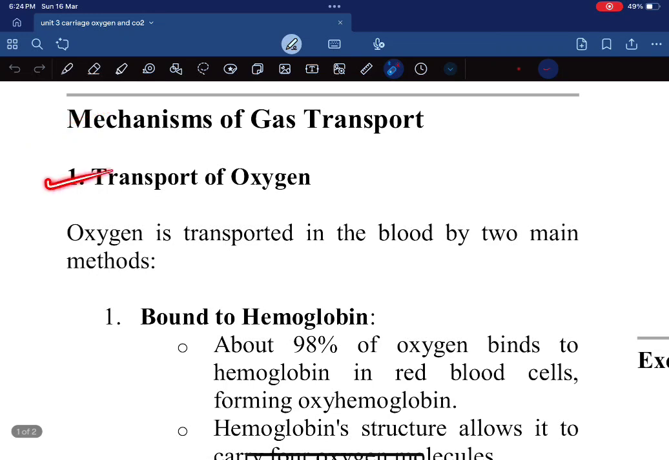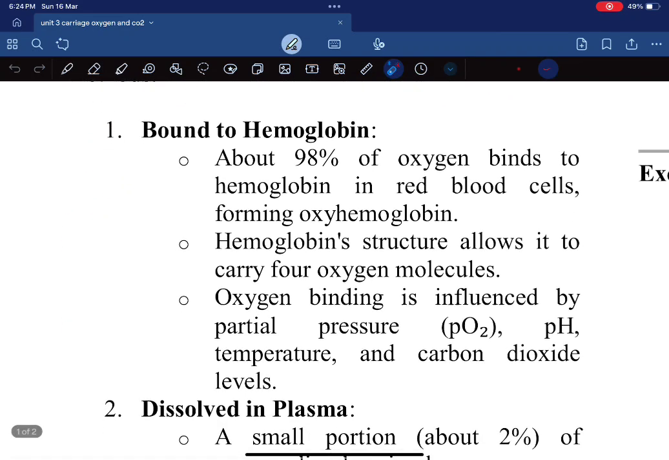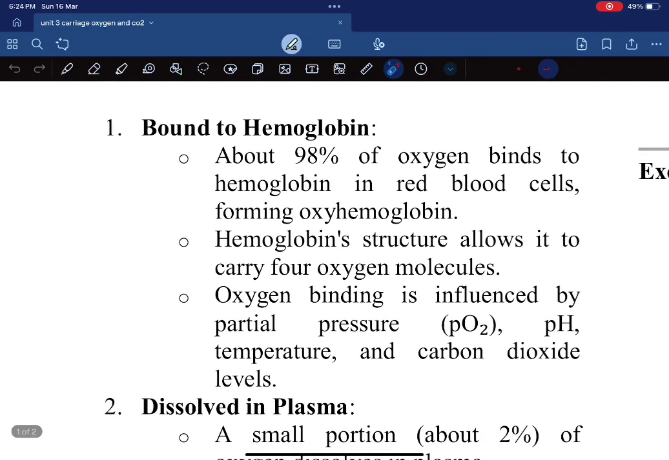Mechanism of gas transport. First, transport of oxygen. Oxygen is transported in the blood by two main methods. First, bound to hemoglobin, and second, dissolved in plasma. First, bound to hemoglobin. About 98% of oxygen binds to hemoglobin in red blood cells, forming oxyhemoglobin. Hemoglobin structure allows it to carry 4 oxygen molecules. Oxygen binding is influenced by partial pressures, pH, temperature, and carbon dioxide levels.